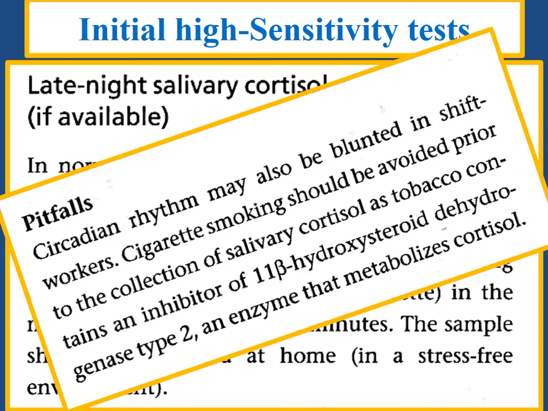Pitfalls of this test: circadian rhythm may also be blunted in shift workers. Cigarette smoking should be avoided prior to the collection of salivary cortisol, as tobacco contains an inhibitor of 11-beta hydroxysteroid dehydrogenase type 2, an enzyme that metabolizes cortisol.